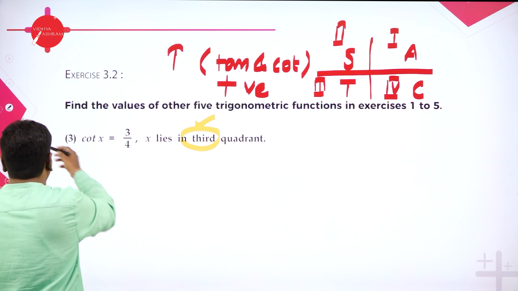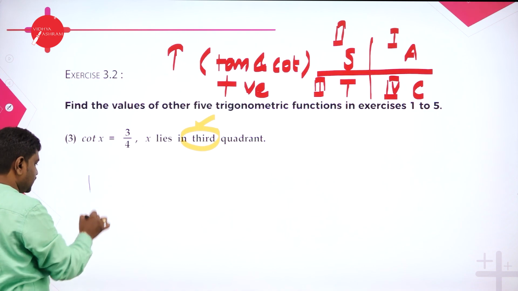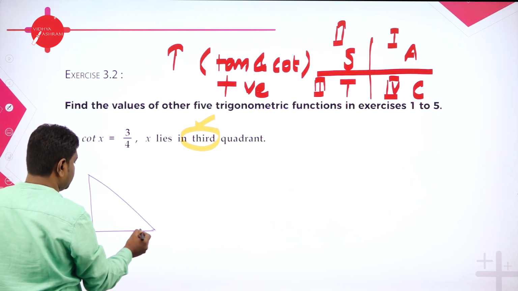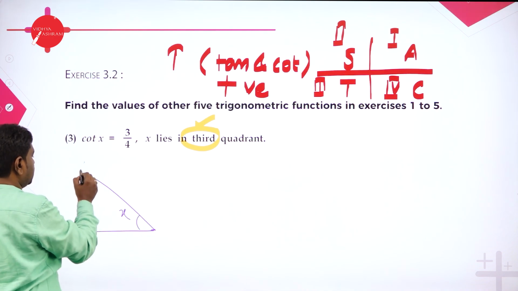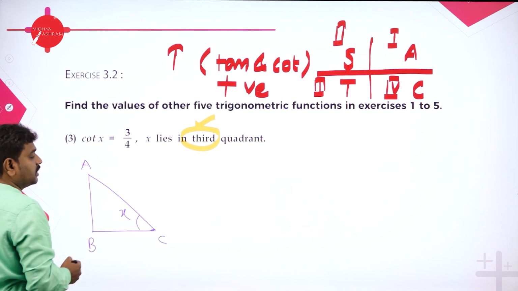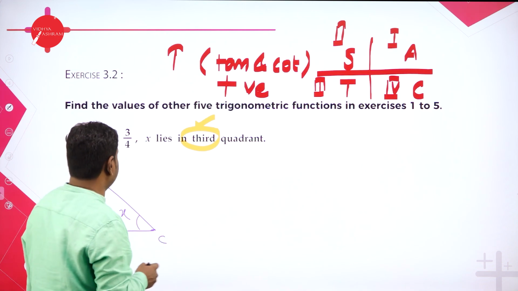So now cot x they want. Cot x is 3 by 4, they give. So I'll take a triangle. They mentioned x. Let me take x. And as usual, ABC is the triangle. In the triangle, all of you know cot is the reciprocal of tan.